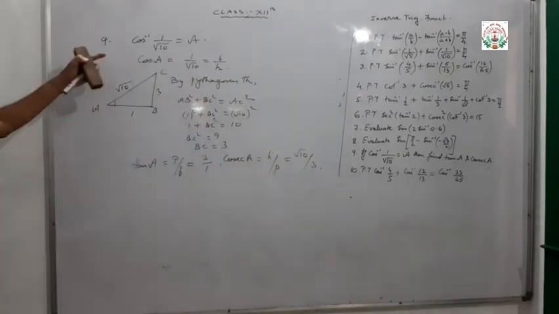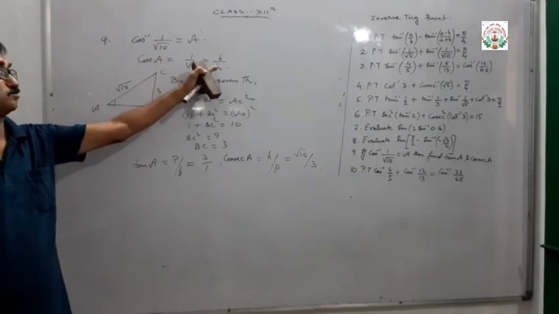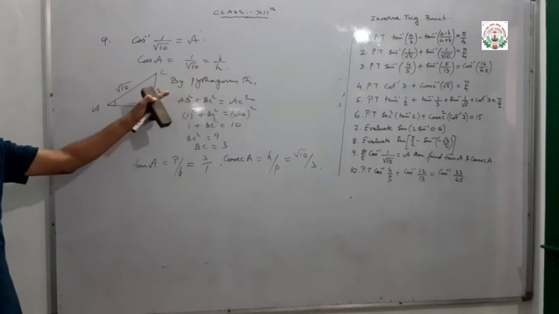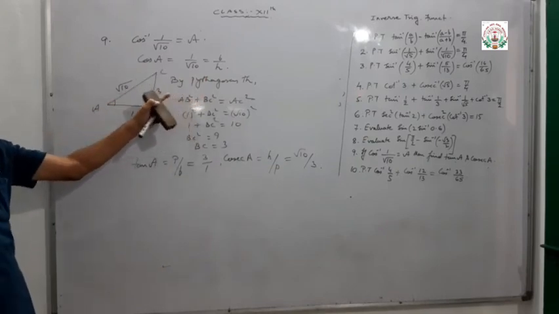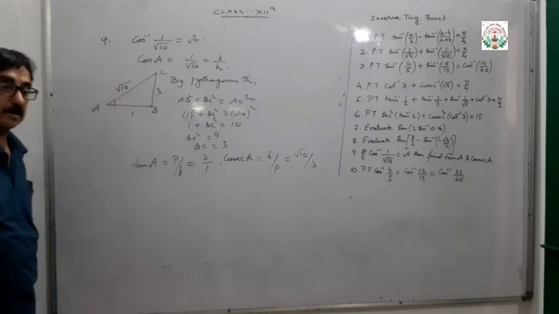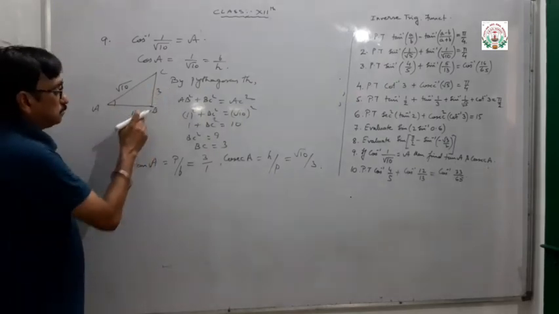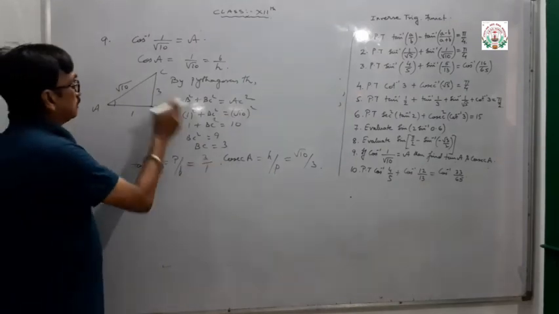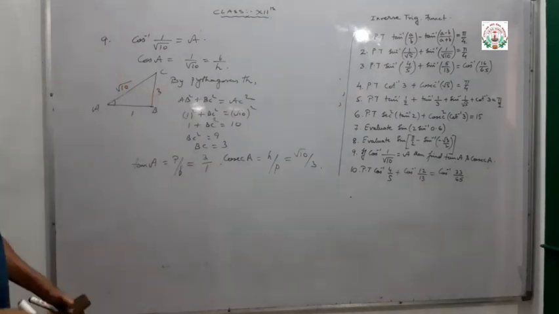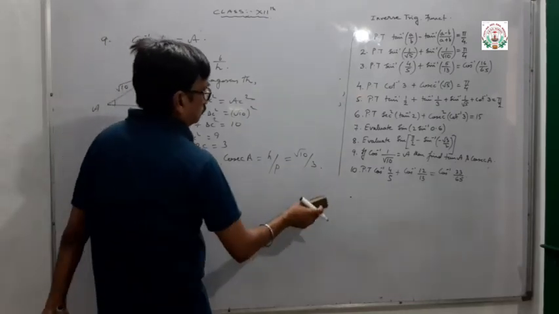So if cos inverse of 1 by root 10 equals A, we get cos A equals 1 by root 10, which is base by hypotenuse. And we can calculate the perpendicular using the Pythagoras theorem. After getting all three sides of the right triangle, we can calculate tan A, perpendicular by base, and cosec A, hypotenuse by perpendicular. So that is our final answer for tan A and cosec A. Now let's come to question number 10.